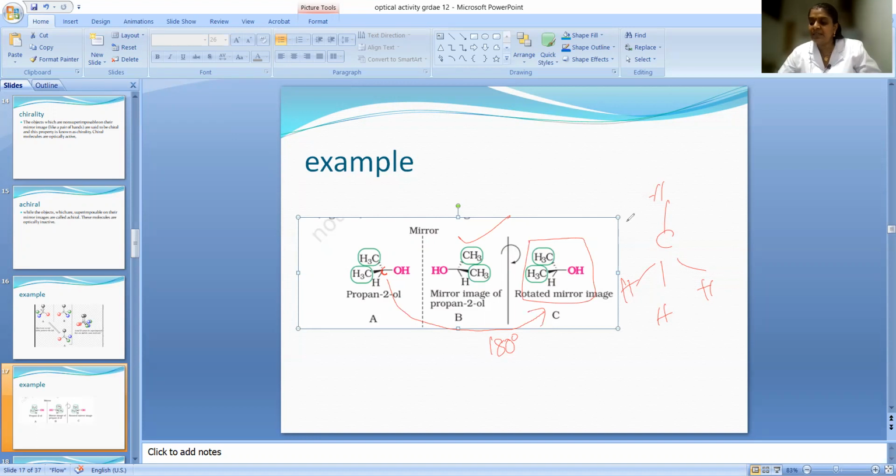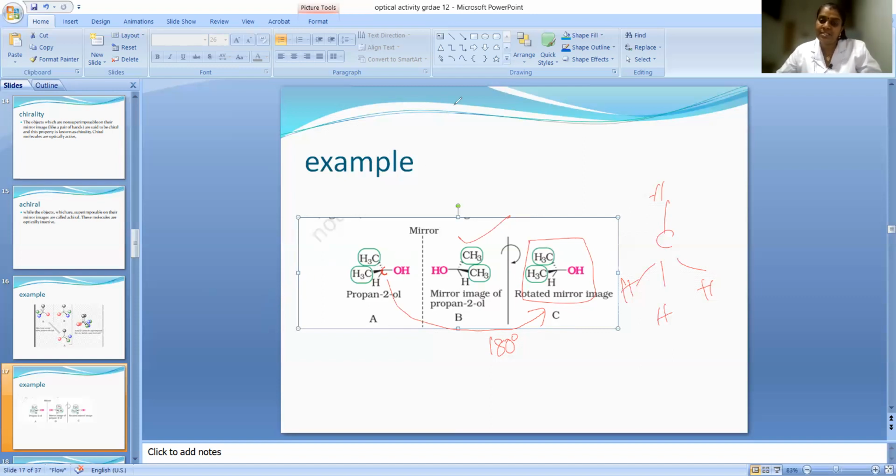We can tell that they are superimposable mirror images. They are not non-superimposable mirror images. C is superimposable on A. C is actually superimposable on A. So because of that, they are achiral molecules.